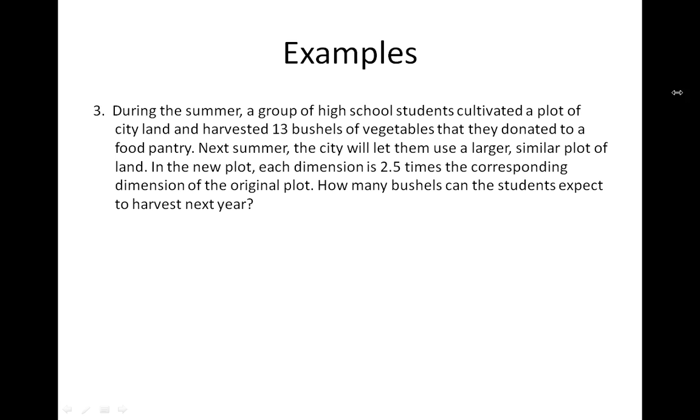In the new plot, each dimension is 2.5 times the corresponding dimension of the original plot. So let's talk about that first. Here's my original plot. Now I'm assuming since it's a garden, they're probably working in a rectangular shape. I'm going to call this side length x, this side length y. I don't know what those are, but it's really not that important in this context. My new plot of land that I'm going to use next summer is, each dimension is 2.5 times. So this dimension is 2.5 times my x.